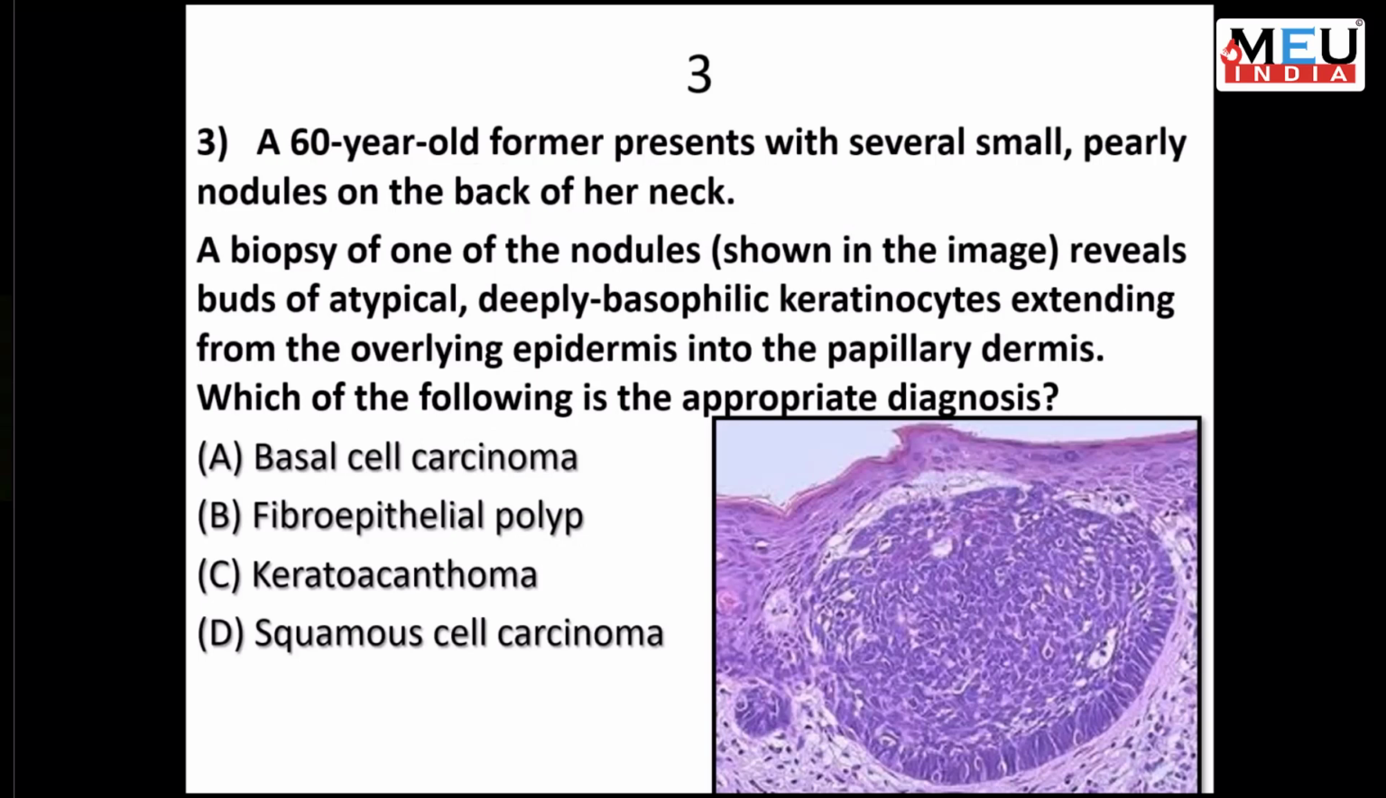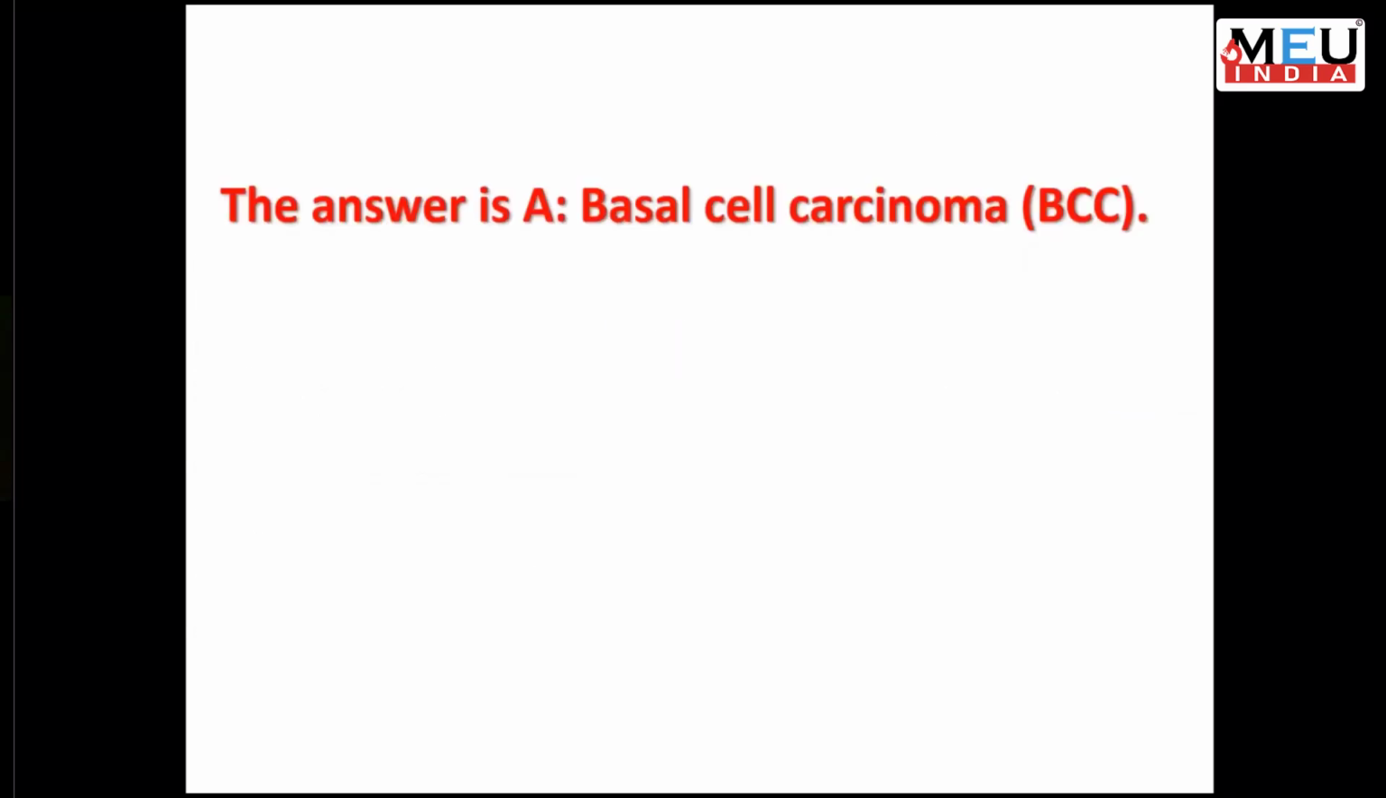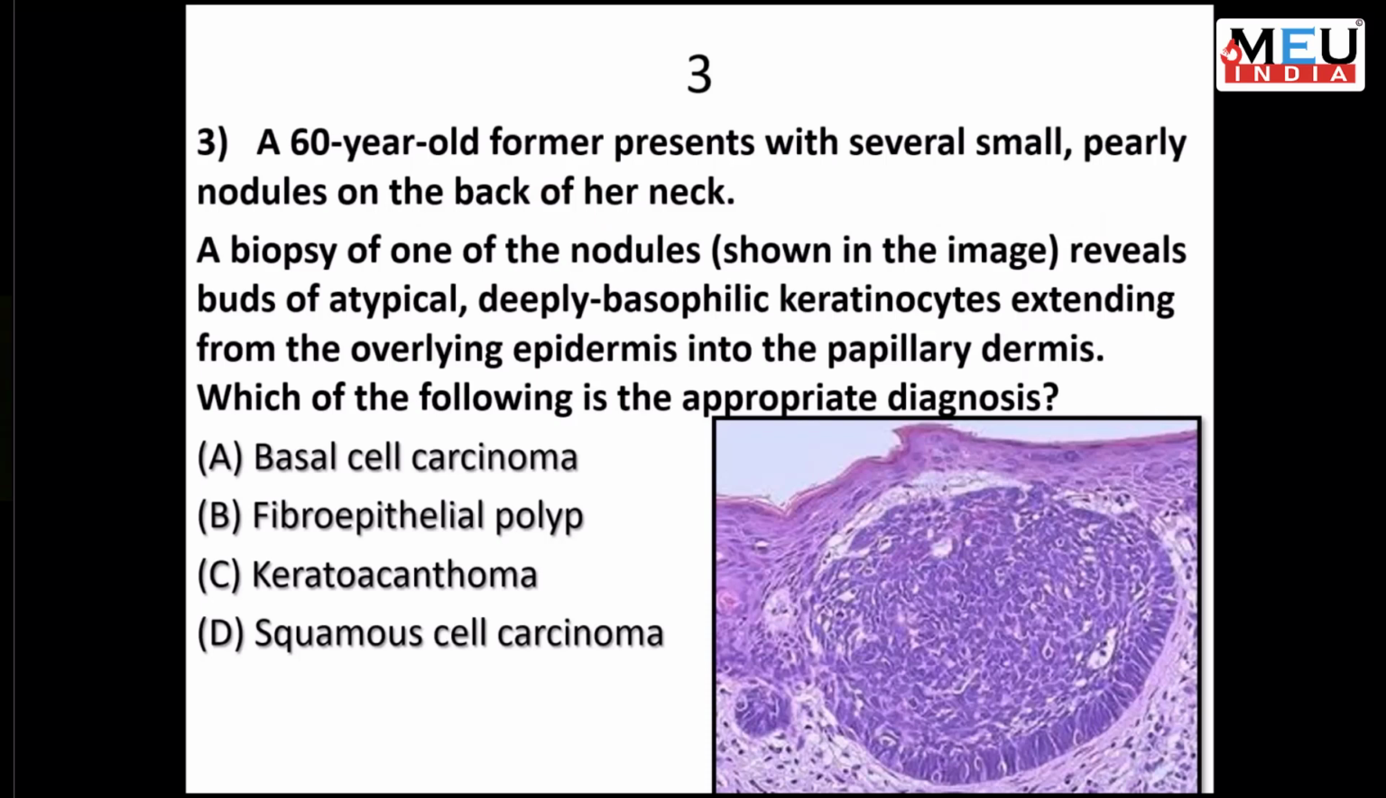Third question: a 60-year-old farmer presents with several small papules and nodules on the face and neck. Biopsy of the nodule shown in the image shows buds of atypical, deeply basophilic keratinocytes extending from the overlying epidermis into the papillary dermis. Which of the following is the appropriate diagnosis? At undergraduate level they will easily know that. The answer will be basal cell carcinoma. We can discuss everything regarding basal cell carcinoma, and the associated syndromes can be put as another question. If it presents with multiple nodules, the nevoid syndrome can also be discussed.